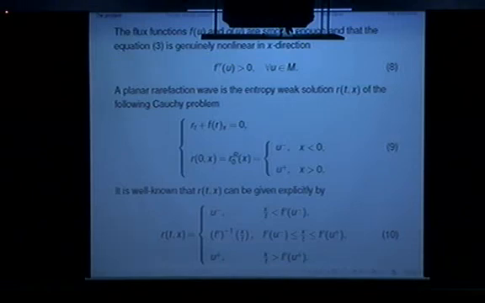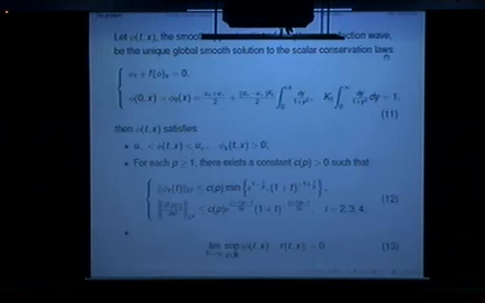Since the left-hand state is less than the right-hand state and f is convex, its unique solution is the rarefaction wave solution, which can be given explicitly by this solution formula for R. Although R is continuous, its derivative has some jumps, so we must first construct a smooth approximation of the planar rarefaction wave solutions.